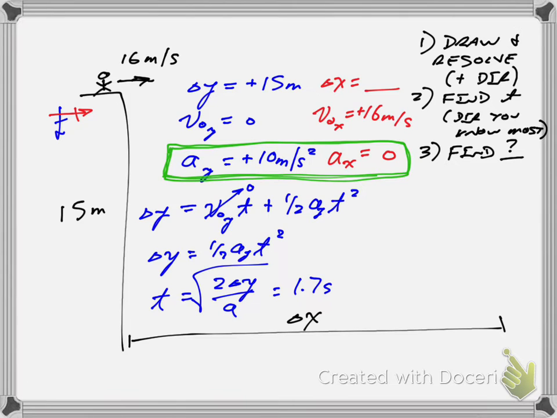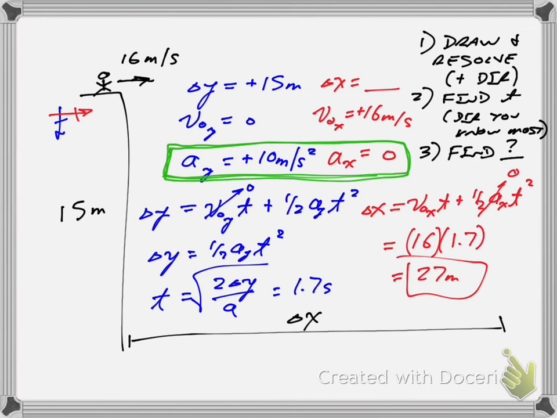All right, so now that we know that the time is 1.7 seconds, now we're to the easy part. We know that we're supposed to find the horizontal displacement, so we turn our attention to the horizontal direction. We plug into initial velocity times time plus 1/2 acceleration times time squared. The horizontal acceleration is 0, so that term goes away, and it just ends up being 16 times 1.7, or 27 meters. And so it's going to land 27 meters to the right of the base of the cliff.